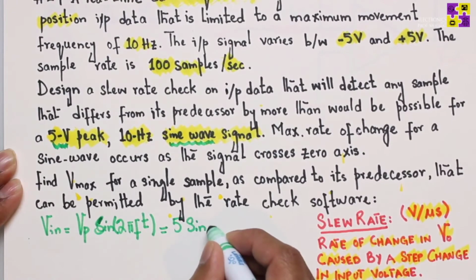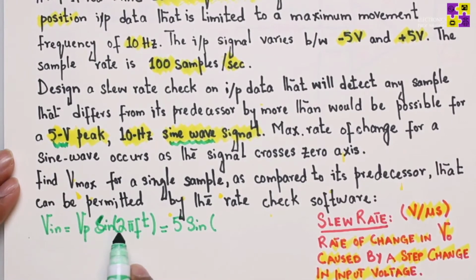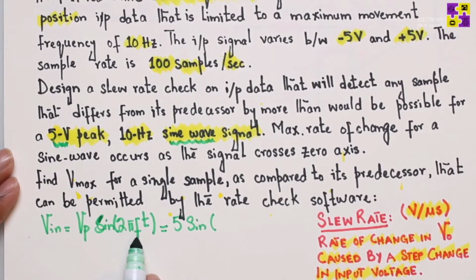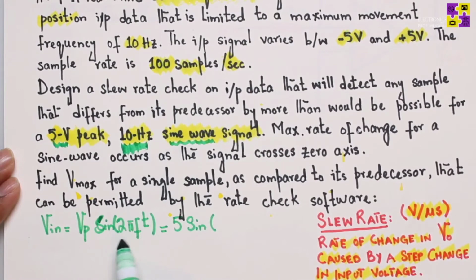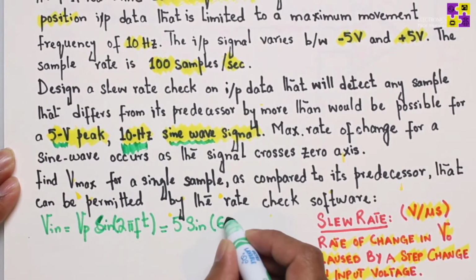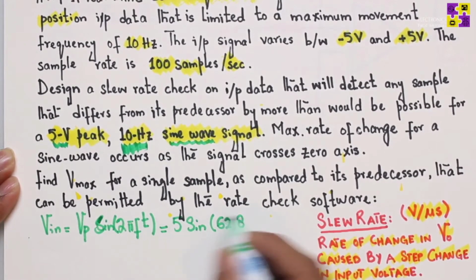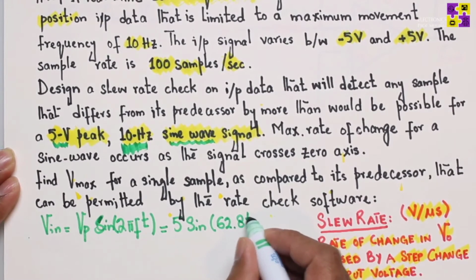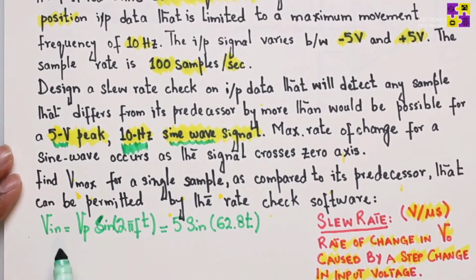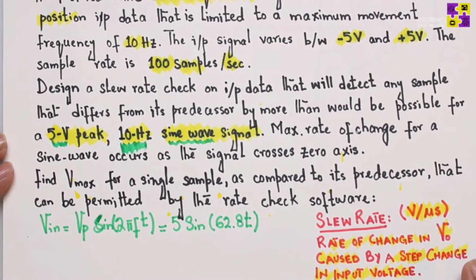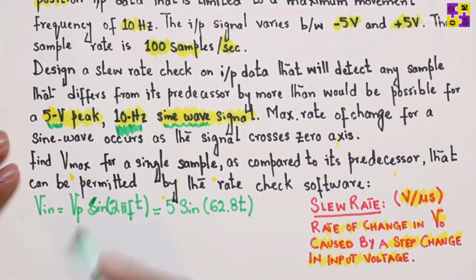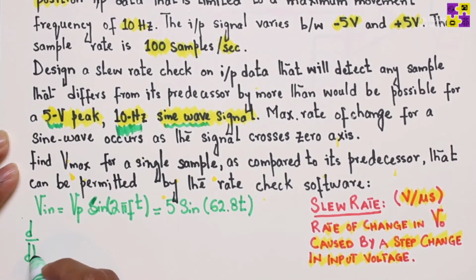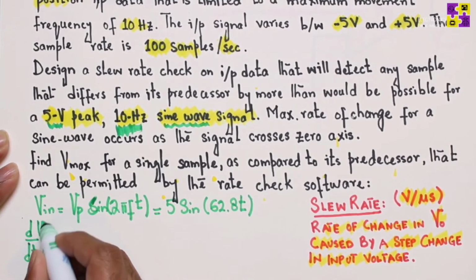Sine of 2 pi, 2 times 3.14, times the frequency. If you do the math, it comes down to 62.8, and we keep t as it is. Now, because slew rate is associated with the change in the output voltage as a function of change in the input voltage, we're going to take a derivative, with respect to time, of Vin.